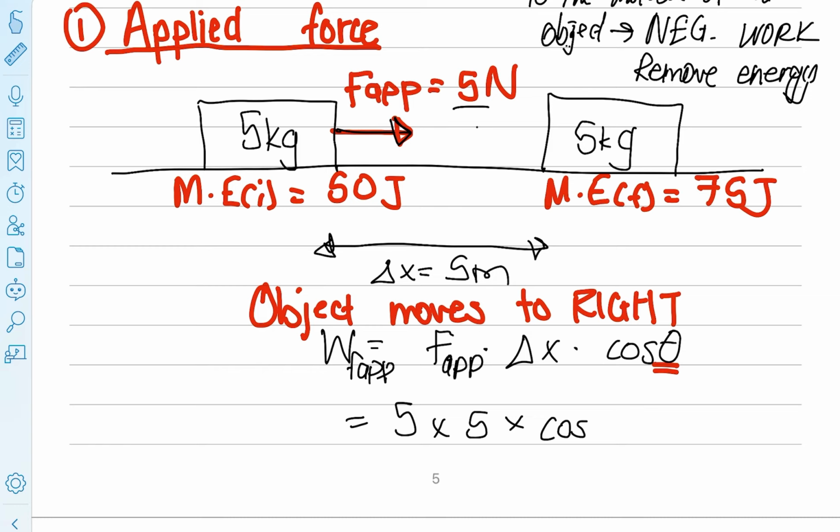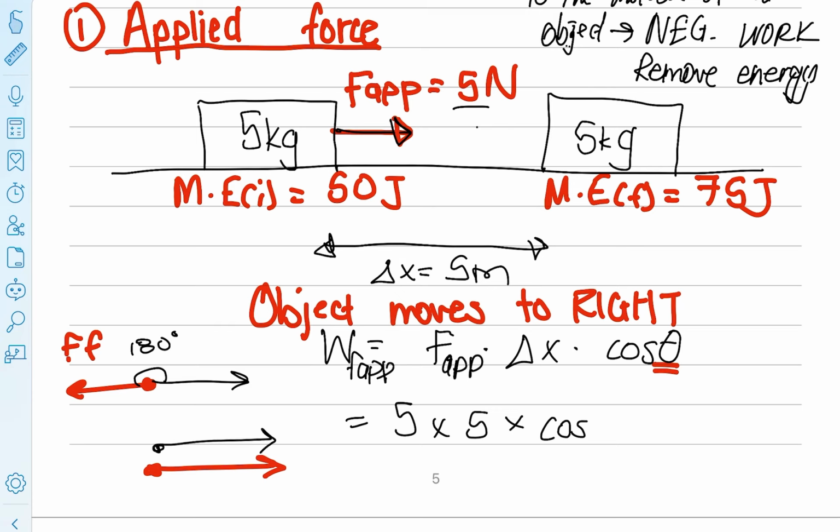Theta is not always 180. In the previous example, the frictional force acted to the left, and the motion of the object was to the right. That's why the angle is 180. Here, the object goes to the right and your applied force goes to the right, so the angle between those two is 0. Okay, and you'll check on your calculator, cos 0 will be positive 1.